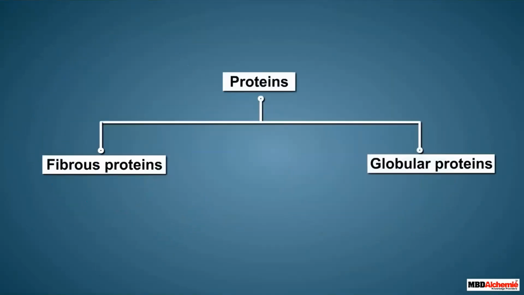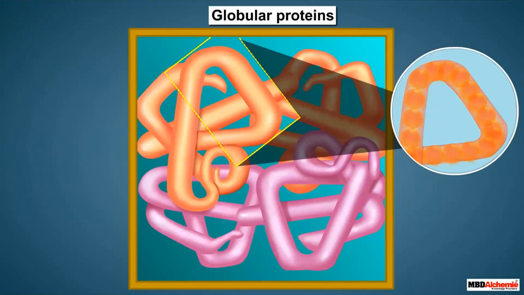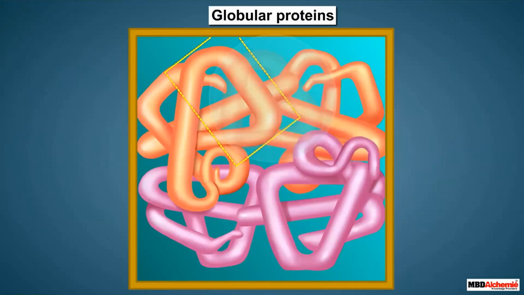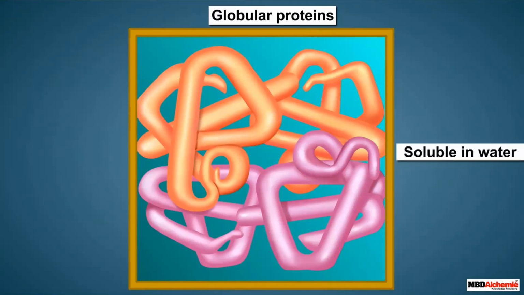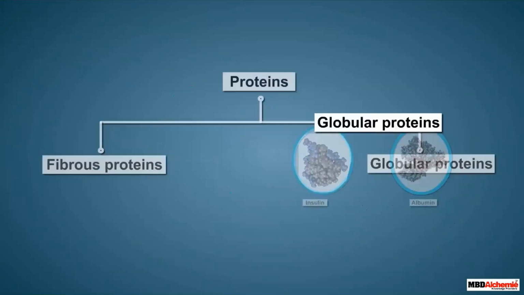On the other hand, globular proteins are formed due to the folding around of polypeptide chains. This gives a spherical shape to the globular proteins. These proteins are soluble in water. Some examples of globular proteins are insulin and albumin.